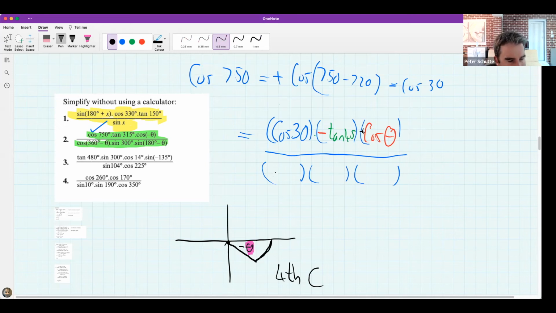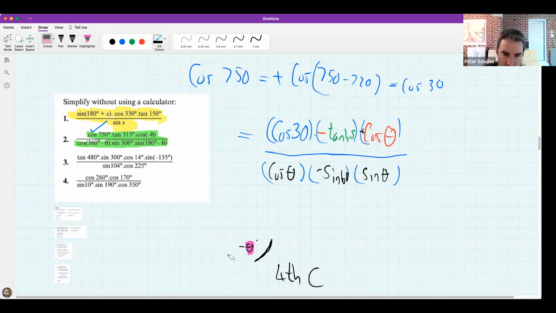So 360 minus theta, this is also going to be cos theta. And this is going to be minus sine 60. And this is going to be sine of theta. This is a bit of a tricky one, so I'll spend some time on it because it's no picnic. Yeah, clear.